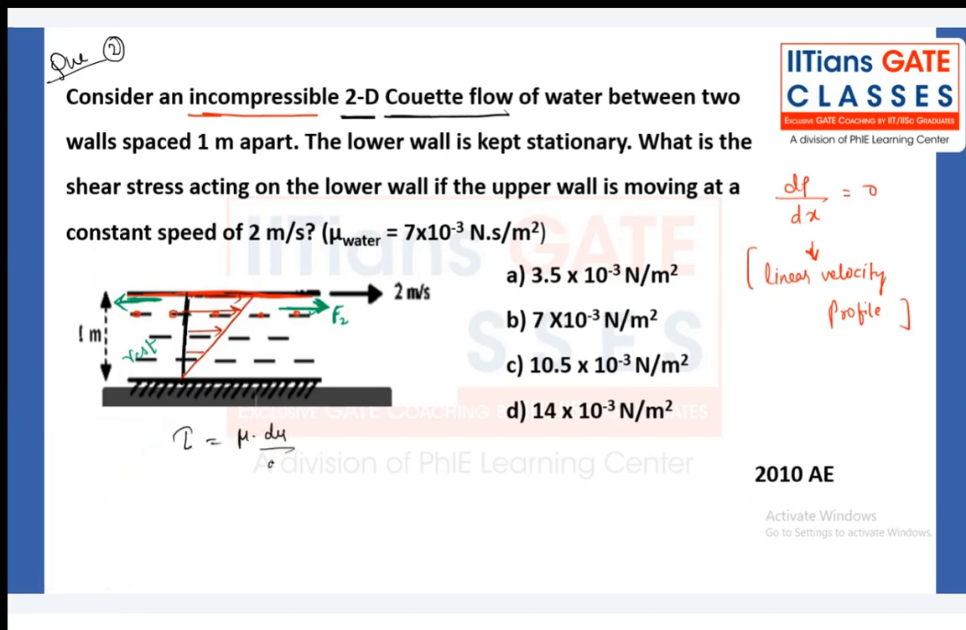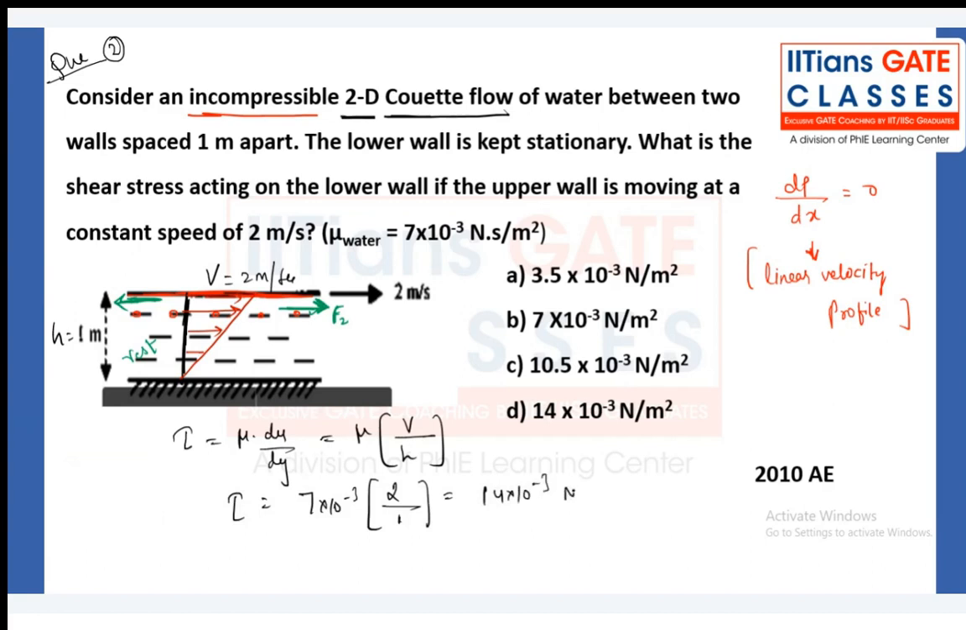For a linear velocity profile, what is the shear stress? Mu times du by dy. Let's suppose V is given as 2 meters per second, so this can be written as mu V by h. What is h? h is 1 meter. So what is the shear stress? 7 into 10 power minus 3 times 2 by 1. So we can write 14 into 10 power minus 3 Newton per meter square. This is the shear stress we are getting on the lower wall.